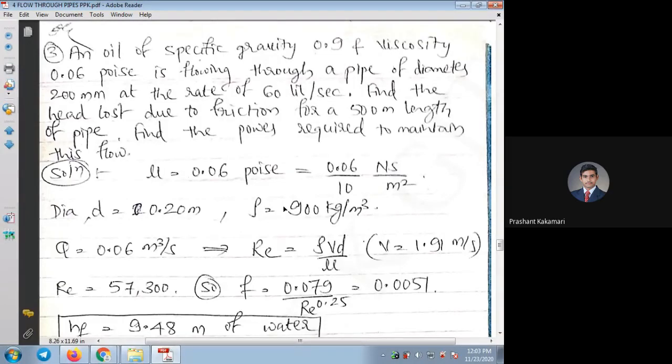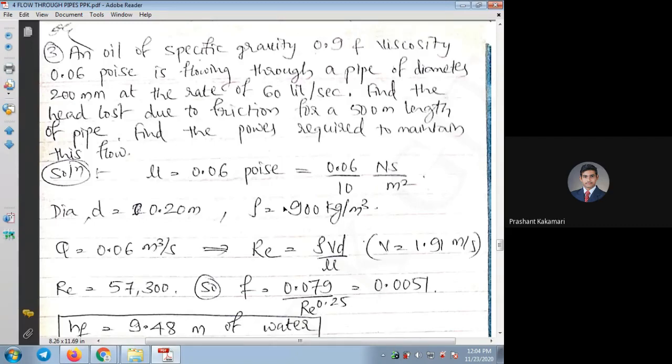Then they have given the density of the oil. If density is required, you can write it, or else you can solve the problem directly using viscosity and density, or you can solve by kinematic viscosity by taking the ratio of mu by rho. Nu here means kinematic viscosity, not a new value. That also we can use. Density I can write as 0.9 into 1000, that will be 900 kg per meter cube.